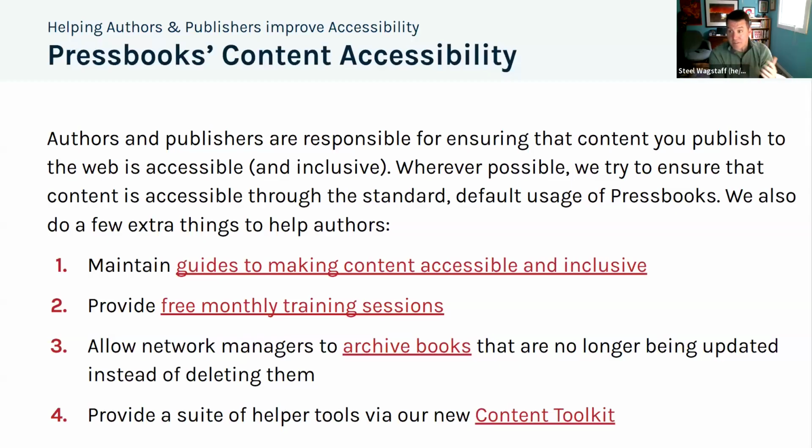A third thing that we've just recently started doing, in order to help people comply with the law, is that we allow publishers or network managers to archive books that are no longer being updated. Those books remain public. They can still be read and still be accessed, but they're clearly marked as archived and no longer being maintained. Rather than deleting them, if you're not able to bring it into compliance, you can archive it. So that's an option for people.